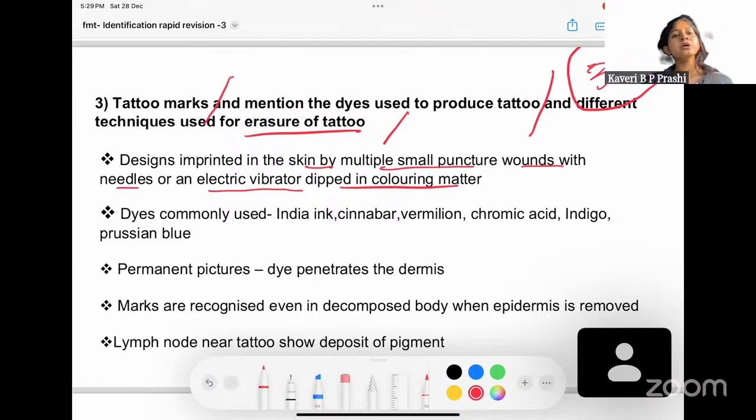Now coming to what are the different dyes used, we have India ink, cinnabar, vermilion, chromic acid, indigo, and Prussian blue. So these are the commonly available dyes that are used in order to produce tattoos.